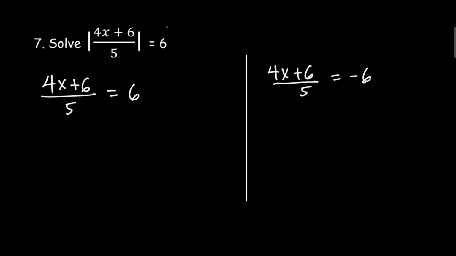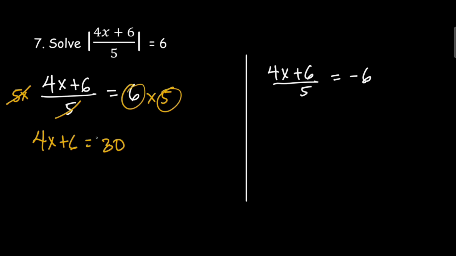So again, we just want to get rid of the fraction, and we can do that by multiplying both sides by 5 or cross multiplying. It is also the same. So this and this will go. Then we have 4x plus 6 is equal to 6 times 5, which is positive 30. Then next I'm just going to subtract 6 from both sides, so that this term right here will leave. Then we have 4x equal to positive 30 minus 6, which is positive 24.